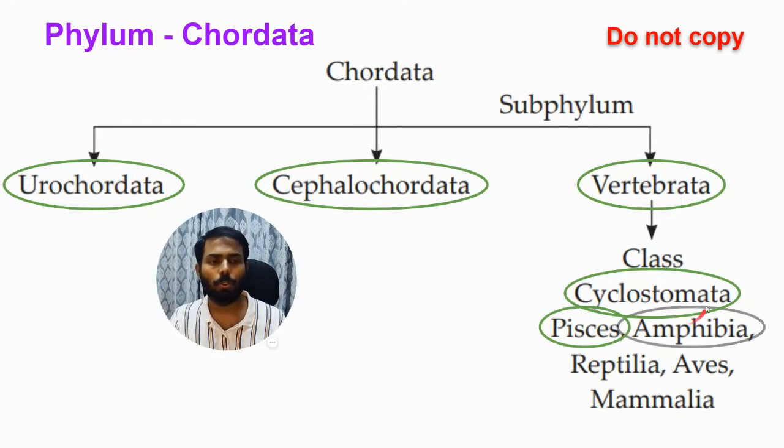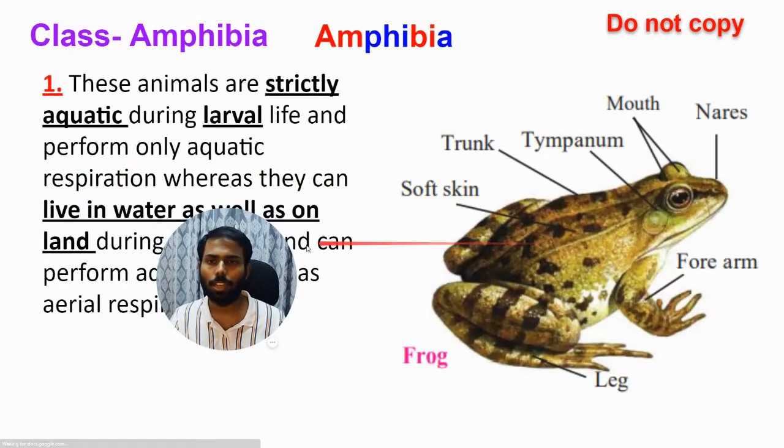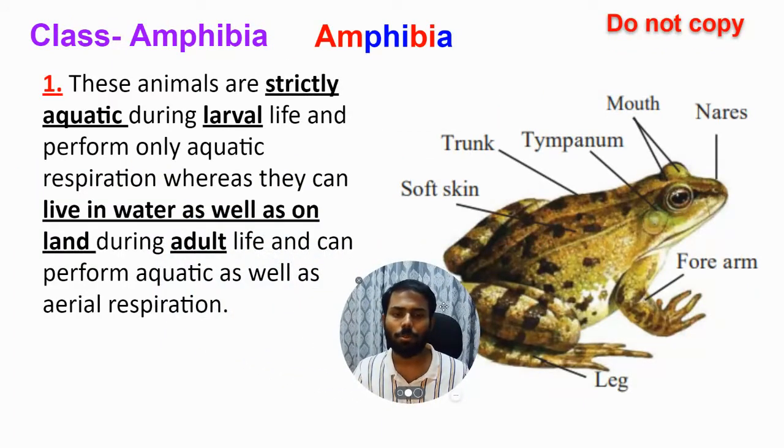Okay, next we are moving on to Amphibia. In Amphibia, what will you have? You will have amphibians. Okay, so how to pronounce this? Amphibia. Okay, so Amphibia will have all amphibians.